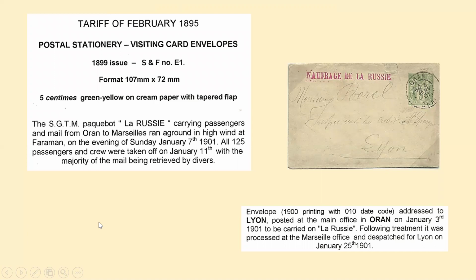Postal stationery, visiting card envelopes, 1899 issue, SNF number E1, 5 centimes, green, yellow, on cream paper with tapered flap. Nothing really special about that, except it was addressed to Lyon from Oran, and it was carried on the La Russie on January 3rd, 1901.